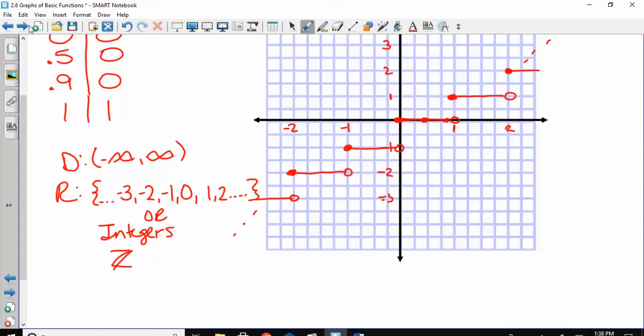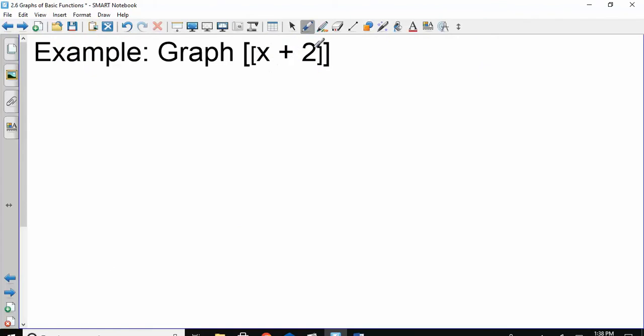Let's practice graphing another one of these. So this is the greatest integer, and again, when I type it, it looks a little weird. A lot of times it looks like this. So the greatest integer of x plus 2. If you can figure out what one step looks like, then you can get the rest of the graph from it.